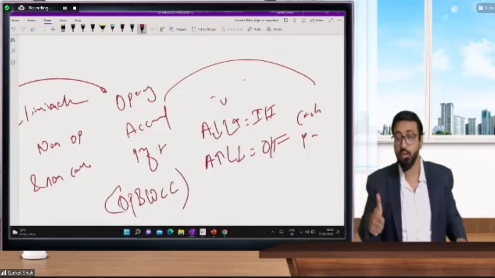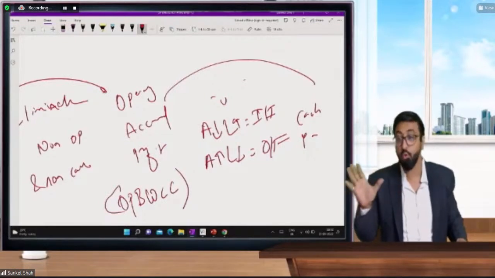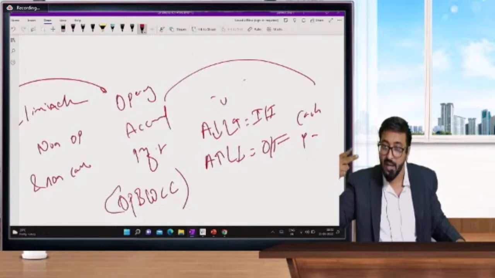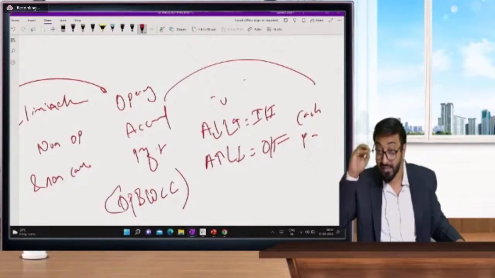Today, what is your homework? First, go through all activities, operating, investing, and financing. Understand the difference between direct and indirect. And tell me in the comment section, are you getting it at least 50%? If not, you have 3 more days.